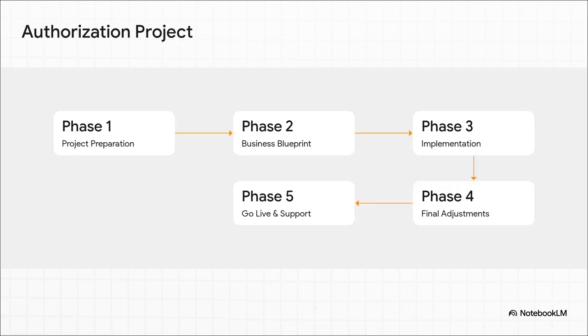And if you're building a new authorization concept from scratch, you can't just wing it. It has to be a structured project. It really follows these 5 phases, from getting prepared and drawing up the blueprint to the actual implementation, making those final tweaks, and then, of course, the big go-live and ongoing support.